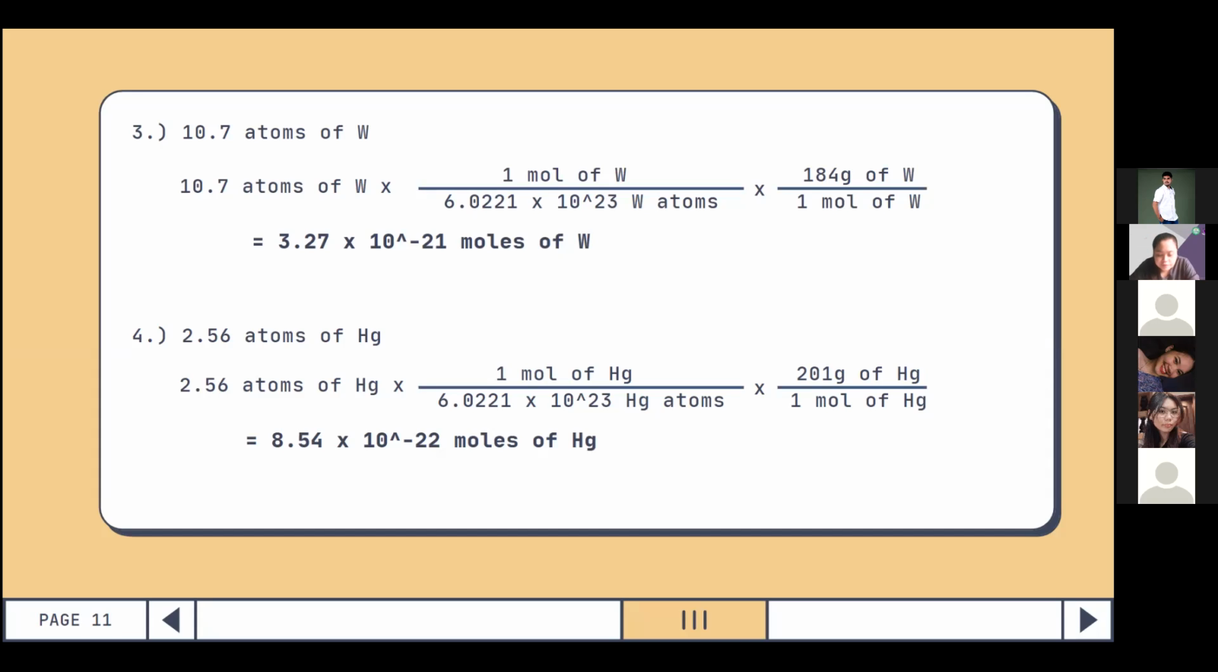The given of number 4 is 2.56 atoms of mercury. 2.56 atoms of mercury times 1 mole of mercury over 6.0221 times 10 raised to the power of 23 mercury atoms times 201 grams of mercury over 1 mole of mercury. The answer is 8.54 times 10 raised to the power of negative 22 moles of mercury.